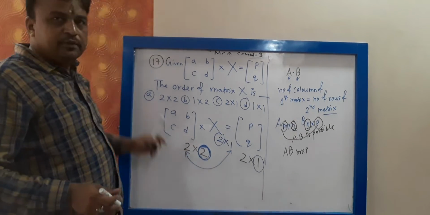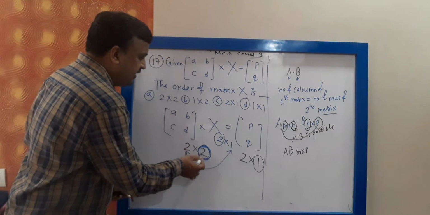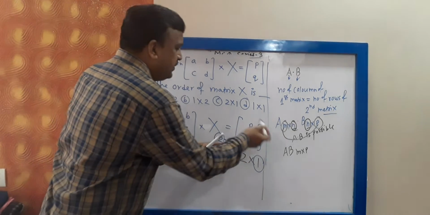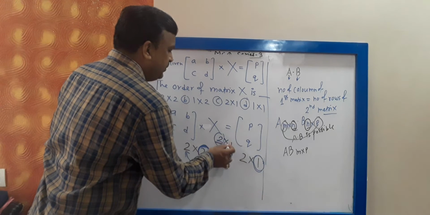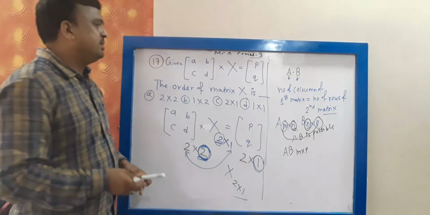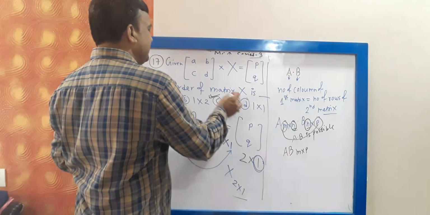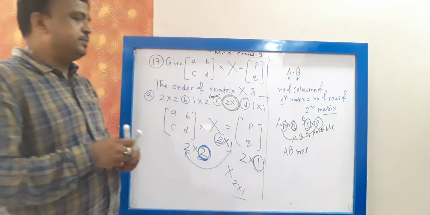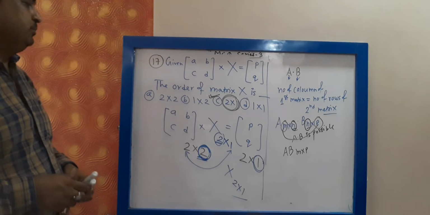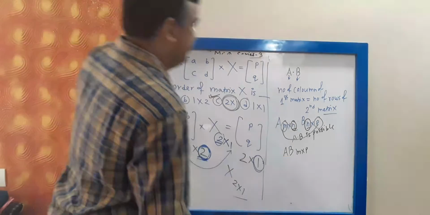Is it clear? So how will we find the row of the second matrix? Column of the first matrix is the same as the row of the second matrix. And the column of the resultant matrix is 1, so this will be 2 by 1. So X is of order 2 by 1. Which option? Option number C, 2 by 1 is the correct option. Is it clear, my dear? Yes. Let us move to the next question.